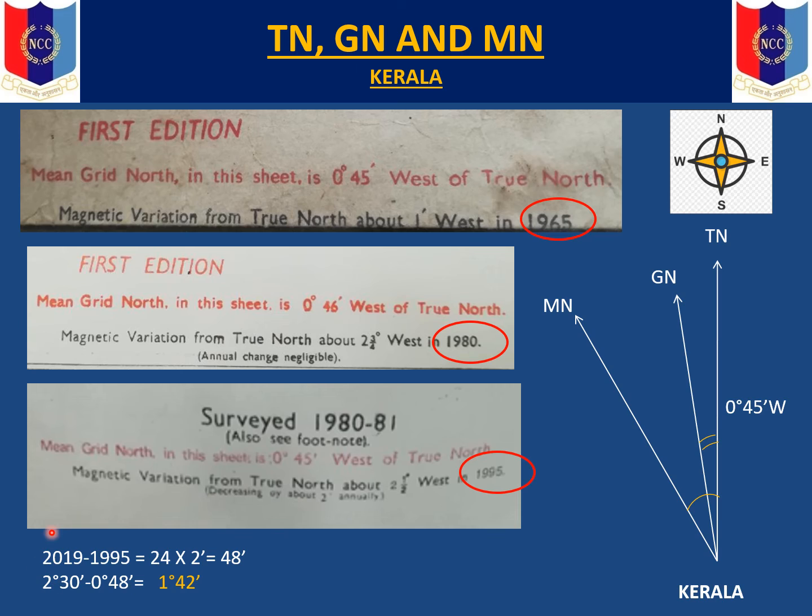Now for example, we have worked out for 2019, there's a 24-year gap. Now here, if you've taken the reference map as this one, 1995 edition, it says decreasing by about 2 minutes annually. Magnetic variation is decreasing by about 2 minutes annually. So for 24 years you've got 48 minutes decreasing. So the magnetic variation in 1995 was 2.5 degrees west. You have to reduce 0 degrees 48 minutes from this. So you get 1 degree 42 minutes. So this is the magnetic variation for the year 2019 approximately.